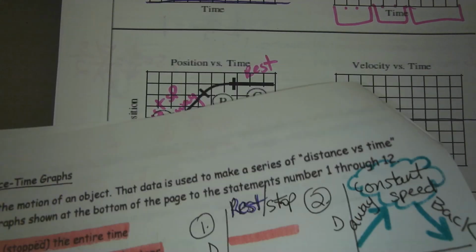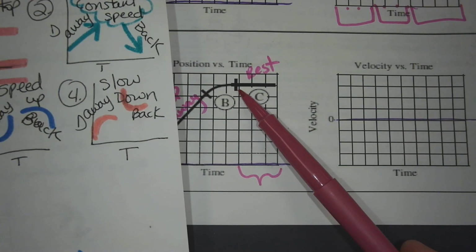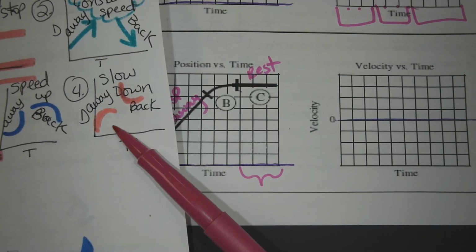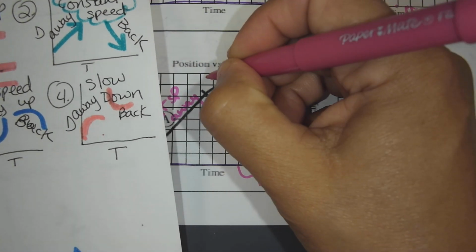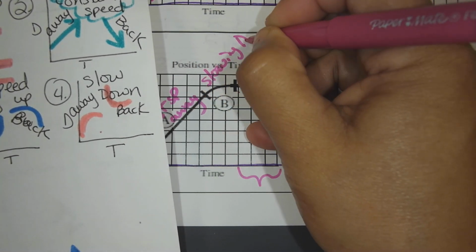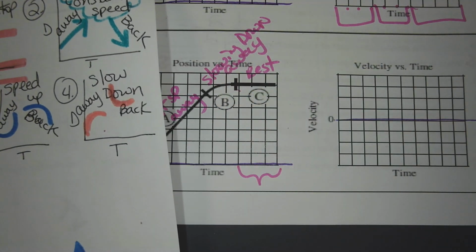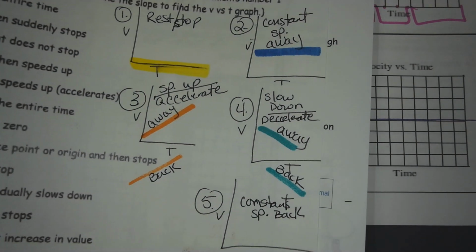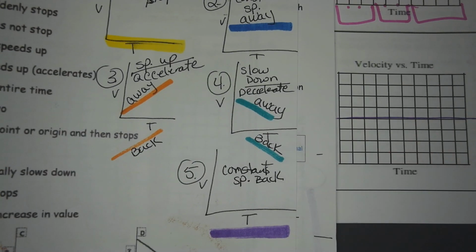Nope. Does it look like this? Nope. It looks like this. It's slowing down or decelerating away, slowing down away from the origin. Okay? Whoa, what does that look like over here? Slowing down away from the origin. It's going to be an inverse line above the x-axis is what it needs to look like.